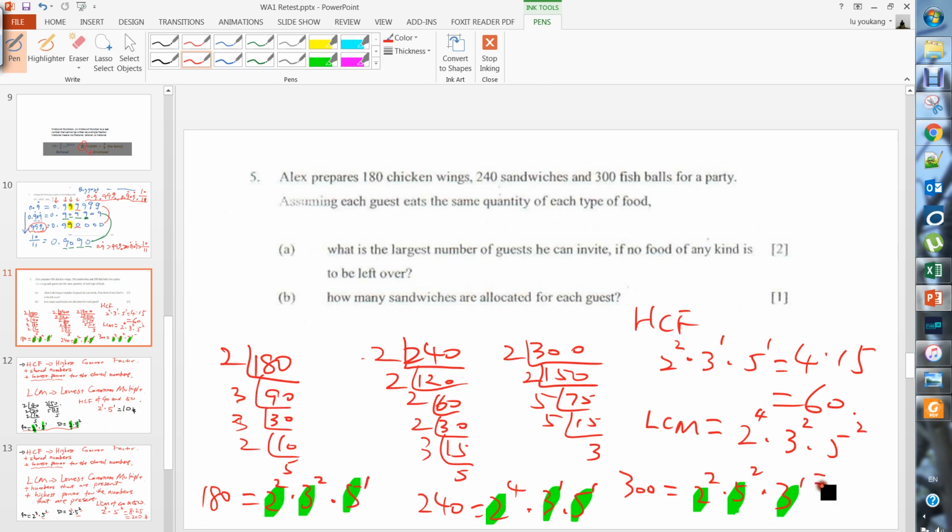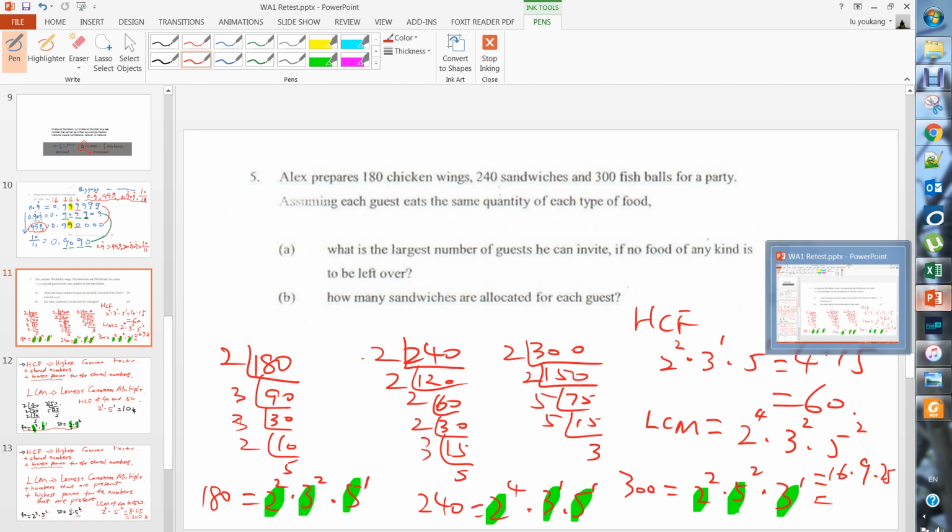So what you end up with is 2 to the power of 4 is 16, and then 3 to the power of 2 is 9, and then 5 to the power of 2 is 25. Let me punch my calculator. So I have 16 times 9 times 25. So I get 3600.